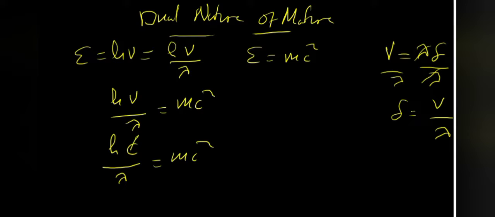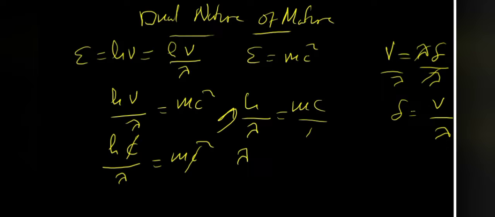We can see c there and c there, they can cancel, so we're going to remain with h over lambda is equal to mc. So we can say over 1 and cross multiply. That will give us wavelength times mass times speed of light is equal to h. So let's divide by mc. What we are going to find is that our wavelength is going to be given by h over mc.